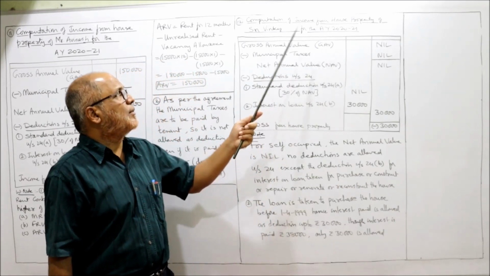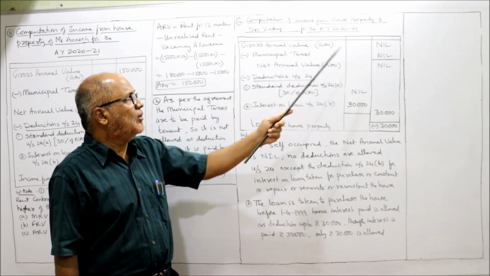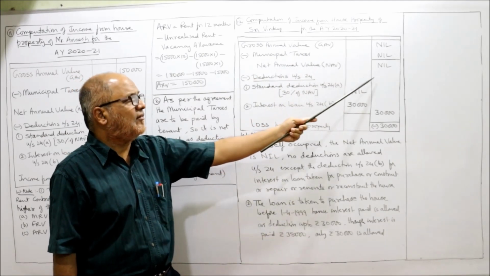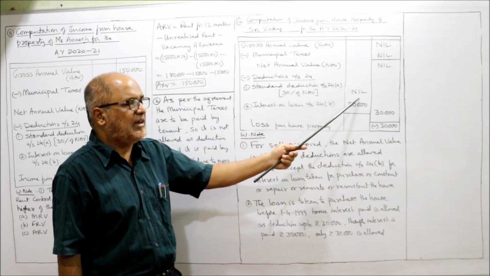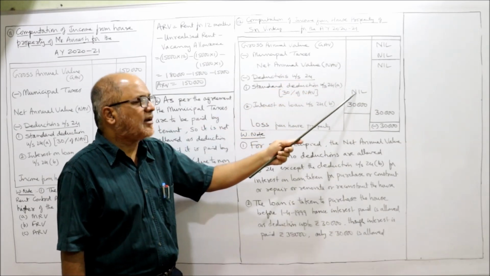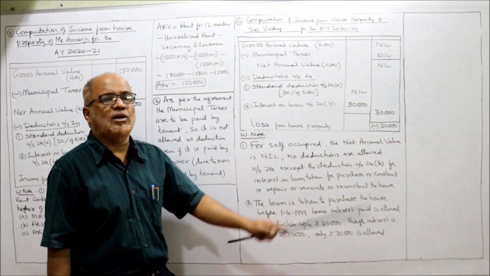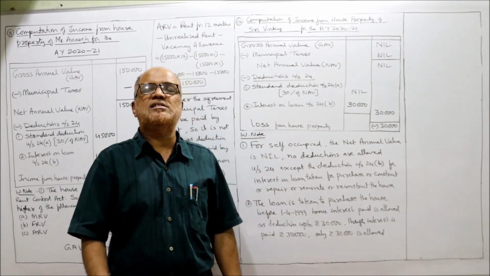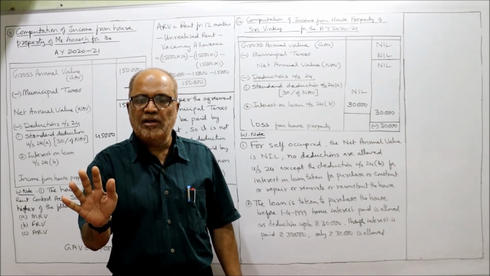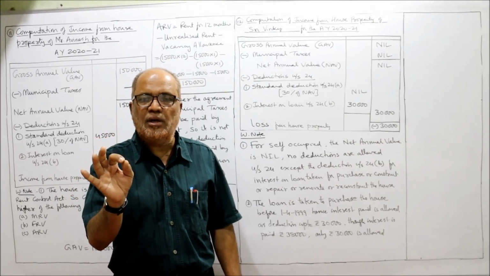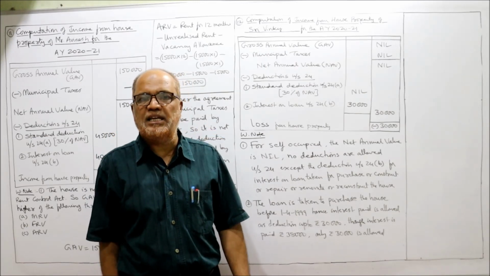So computation of income from house property of Sri Vinki for the assessment year. Gross annual value nil, municipal taxes nil, net annual value nil. Now the standard deduction under section 24, 30% of NAV, nil, because all the values we are getting are nil. Now interest on loan taken under section 24 be 30,000. Actually interest paid is 38,000, but 38,000 will not be allowed. It will be allowed only up to 30,000 because the loan was taken before 1/4/1999.